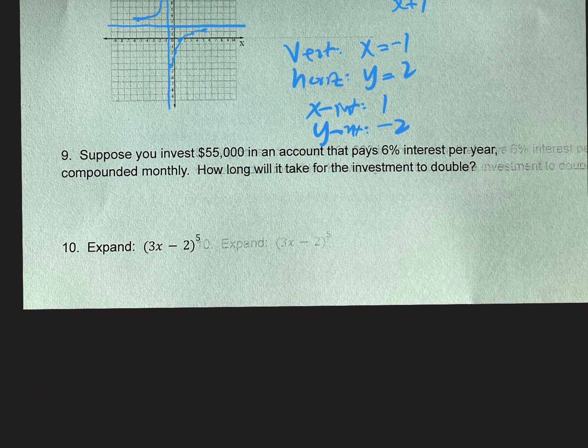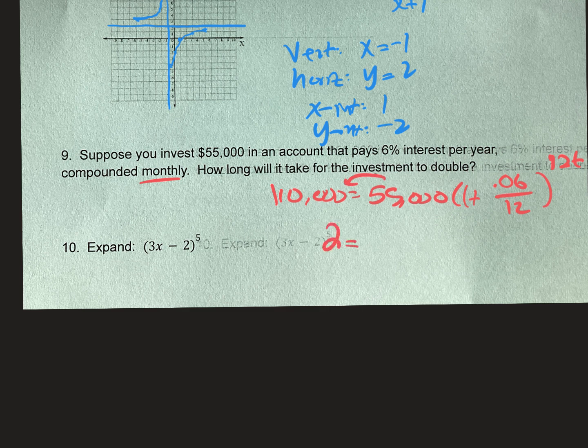Number 9. Suppose you invest $55,000 in an account that pays 6% interest per year, compounded monthly. How long will it take for it to double? Okay. So if you double $55,000, you end up with $110,000. Starting with $55,000, going 1 plus r over n, which is 0.06 over n. n is monthly, which is 12 times. And my exponent is 12 times t. Trying to find out how long it takes. First step is divide by 55,000, which gives you 2.